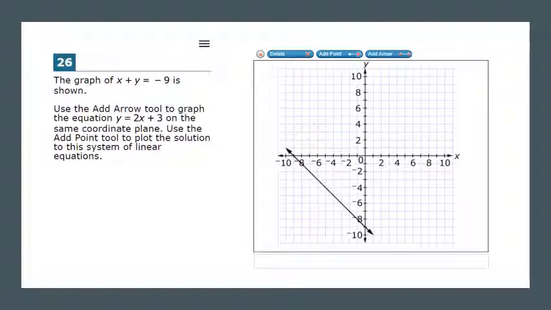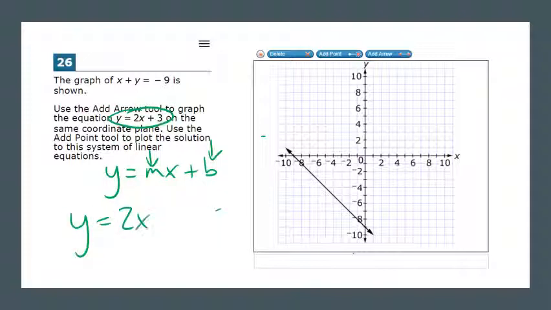Last but certainly not least, here we've got a question at number 26 that requires you to use a graphing tool. Now, we've uncovered a problem before where we needed to make sure that we understood our magic line equation, which is y equals mx plus b. Remember that m is the slope and b is our y-intercept. So if we have an equation like up above where we have y is equal to 2x plus 3, we know that 2 is our slope and 3 is our y-intercept.